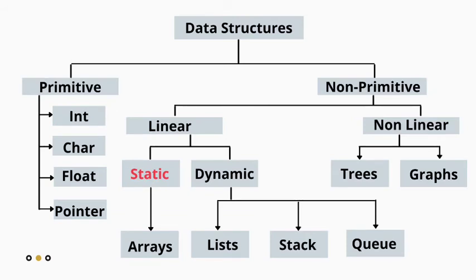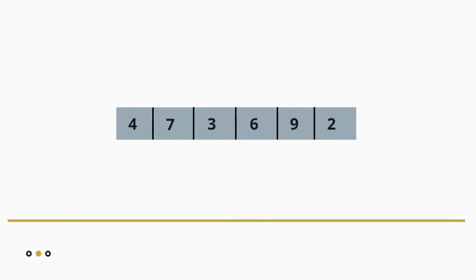These linear data structures can be further subdivided into static and dynamic data structures. Now, what is static? It is a data structure of fixed memory size, and once its size is declared at compile time, it cannot be changed. For example, arrays. Yes, the content can be changed, but the size not possible.